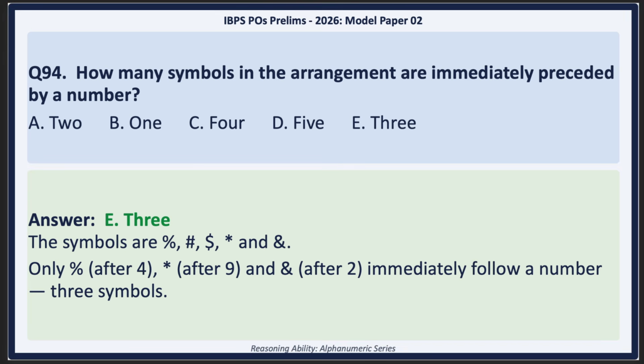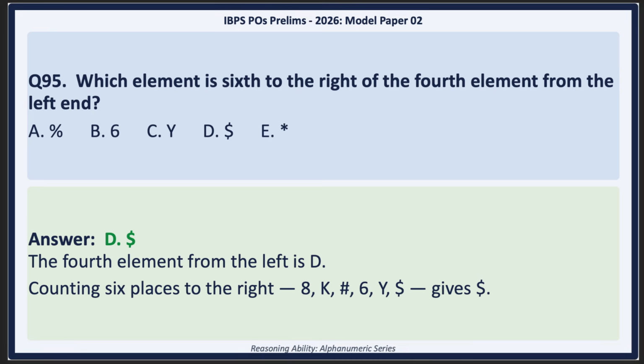That's 3 symbols. Right. Next, question 95 asks to find the element 6th to the right of the 4th element from the left end. So left end, moving right. Don't count twice, just add them. 4 plus 6 is 10. You need the 10th element from the left. Which is the dollar sign.